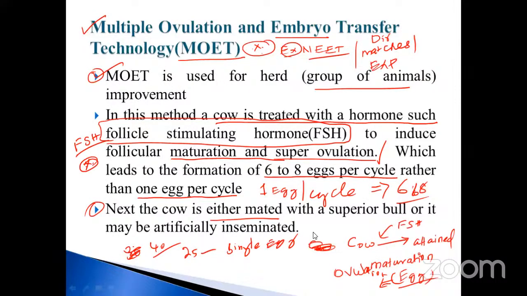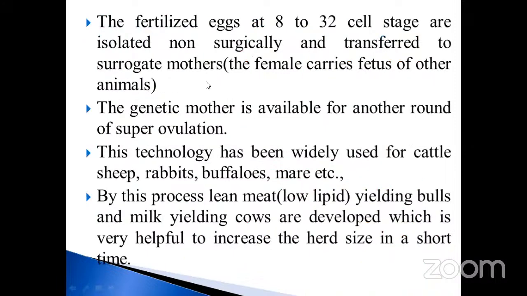Then, next. The fertilized egg at the 8 to 32 cell stage is called a blastula, gastrula. Already we discussed it. When the fertilized egg undergoes cell division, which is it, meiotic or mitotic? Mitotic, isn't it, my dear? When it attains the 8 to 32 cell stage, it is isolated non-surgically and transported to the surrogate mother, the female carrier of the fetus of the other animals. Okay, my dear, this is very, very important. This is also one of the methodologies.